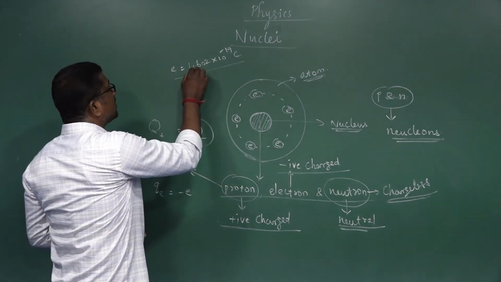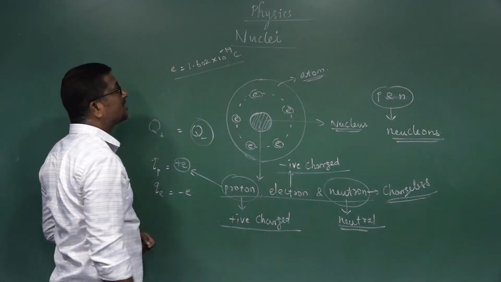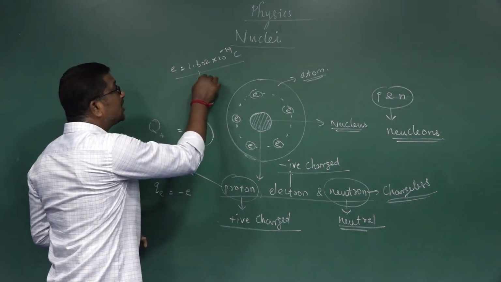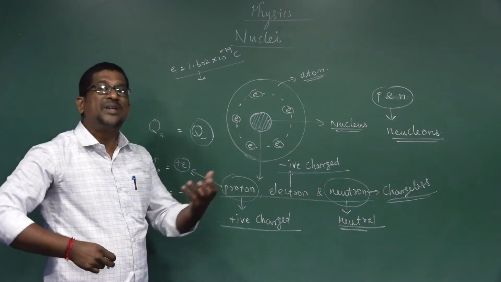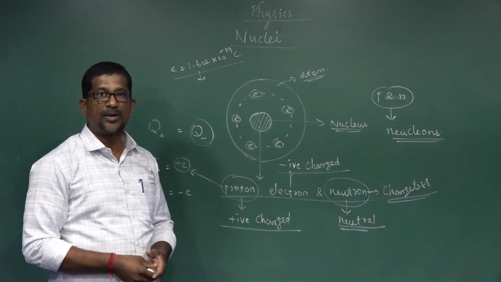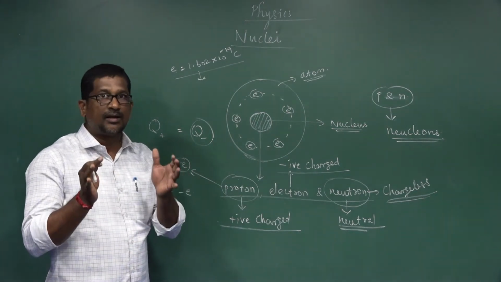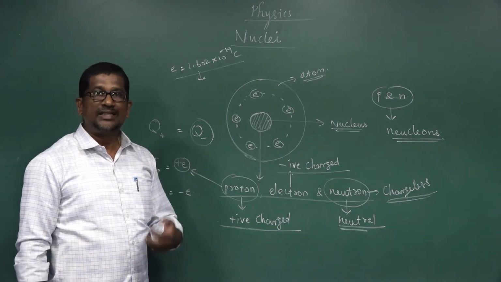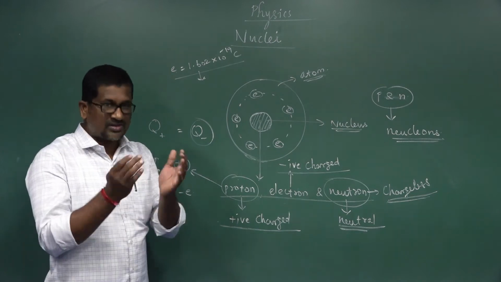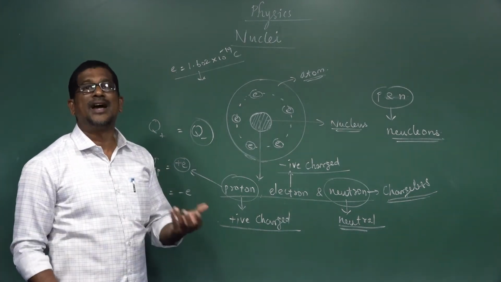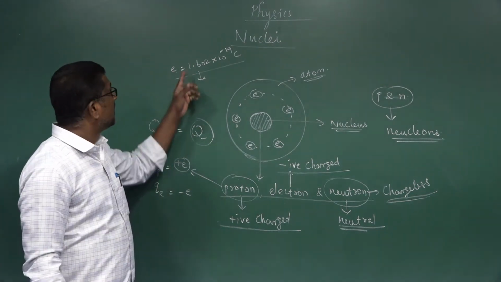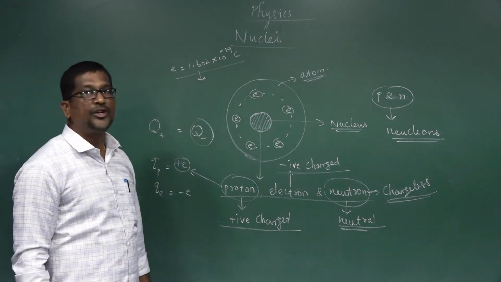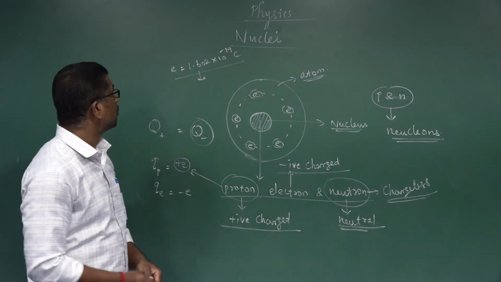Right? The charge of an electron is 1.602 × 10^-19 coulomb. This value was determined by Millikan from his oil drop experiment. Millikan conducted a very important experiment called Millikan's oil drop experiment. In that experiment, Millikan successfully determined the value of the charge of an electron. The value obtained is 1.602 × 10^-19 coulomb, right?